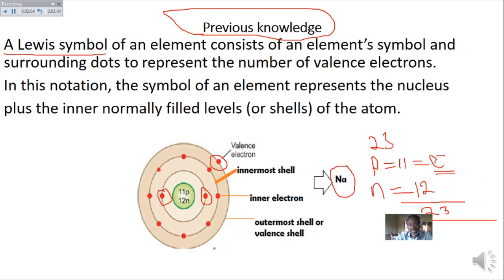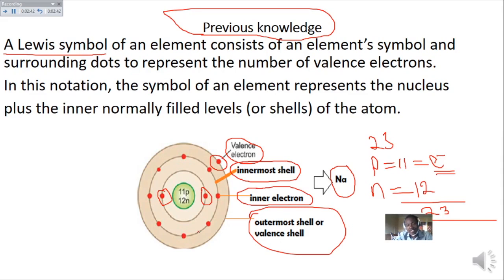Now the last shell is what we call the outermost shell, or the valence shell. The electron on that outermost shell is 1, and this electron is what we call a valence electron. Inside, we have other shells. We have 2 here, 8 here, making 10 altogether. We call them the innermost shells, and the electrons are inner electrons. Therefore, in this particular case, we have 10 inner electrons and 1 valence electron.